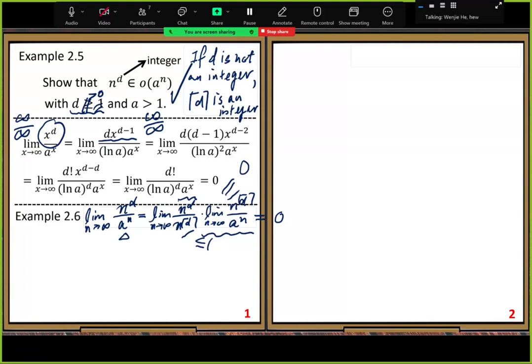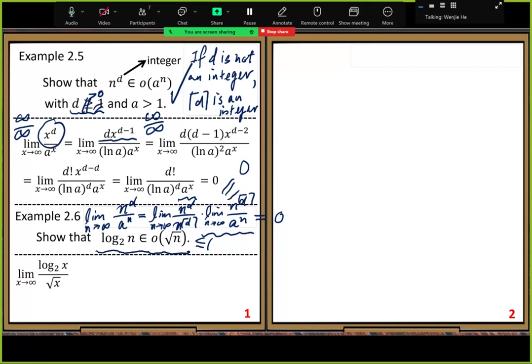Next question. Let me erase a little bit. Log base 2 of n belongs to little o of root of n. So here, we just apply L'Hopital's rule another time.